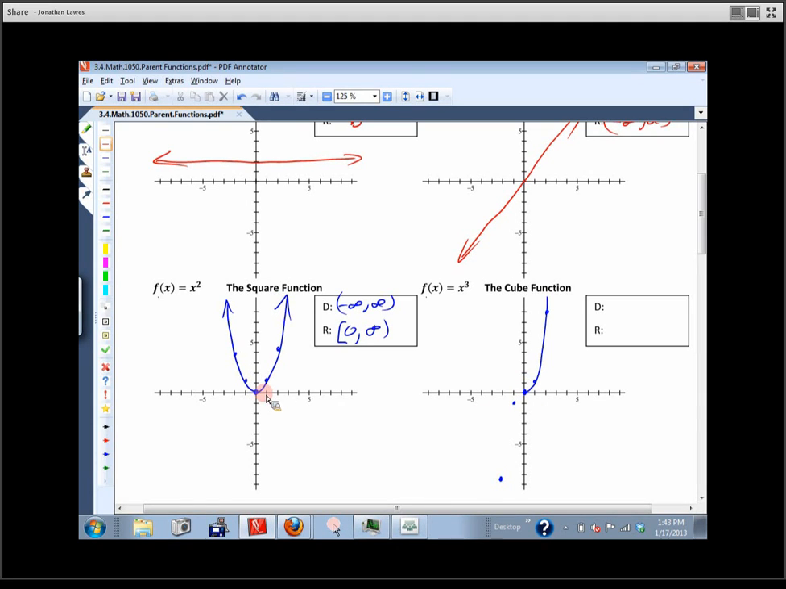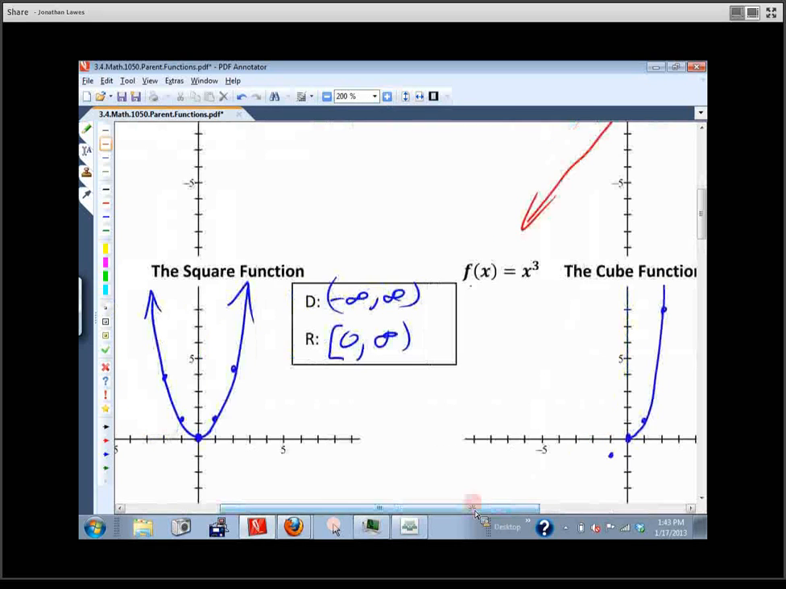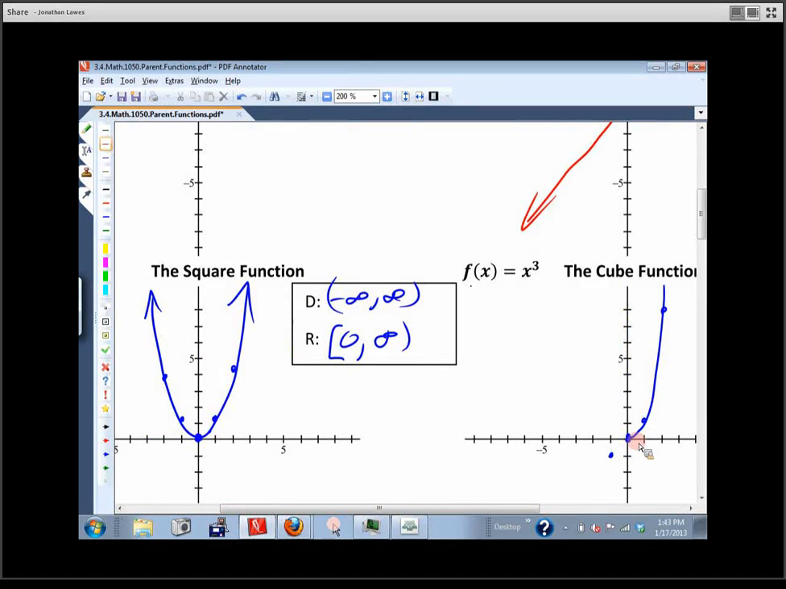What if I went to 1/2? If I square 1/2, what do I get? You get 1/4, right? So from 1 to 1/2, I go down a half unit, or 1/4 of a unit right here. So we're up about 1/4. You with me? So let me zoom in just a tad on these. Okay. What if I plug in 1/2 on this one? What's 1/2 cubed? 1/8.